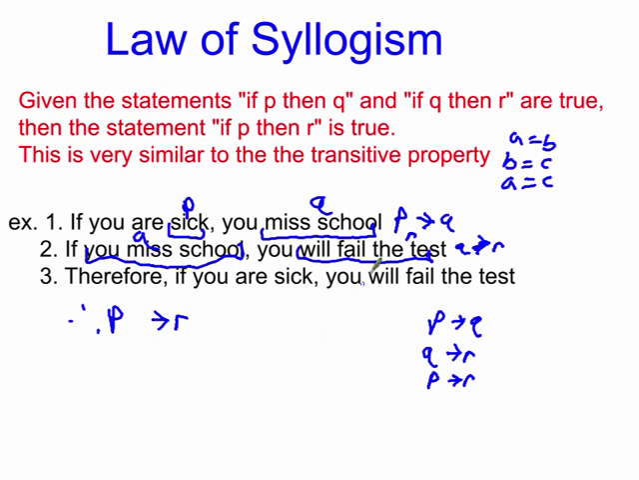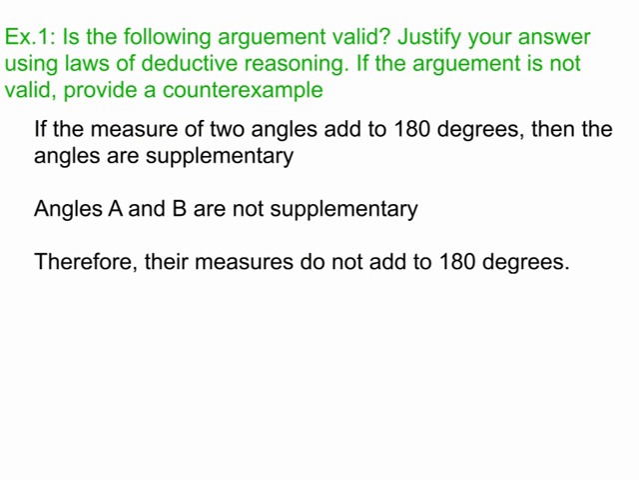That's our R. Okay, so it's very similar to the transitive property. If P implies Q and Q implies R, then P implies R.